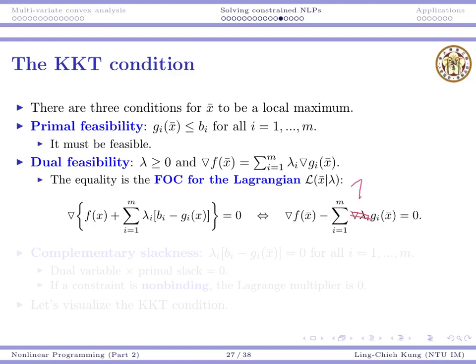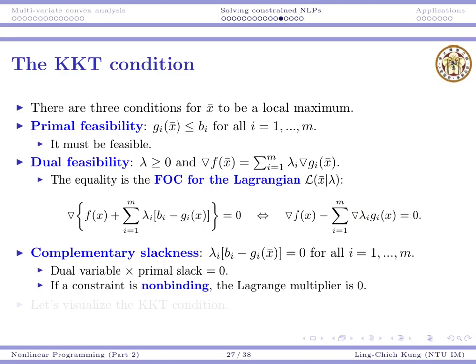This should be lambda i times gradient g_i. Okay, so this is our result. The last thing, as we mentioned, is just complementary slackness. Dual variables times a primal slack must be 0. The number of constraints you have is the number of dual variables you have, pair by pair, one by one. Lambda i times slack i must be 0.